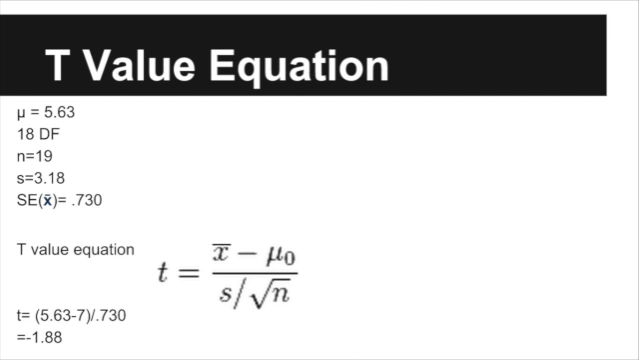In this case, we use the values that we calculated and plug them into the t-value equation. X bar minus mu divided by the standard error, which is s over root n. It equals the t-value. In this case, x bar is our estimated value, mu is our original mean, s is the standard deviation in the data, and n is the population size. With this calculation, we find that the t-value is negative 1.88.